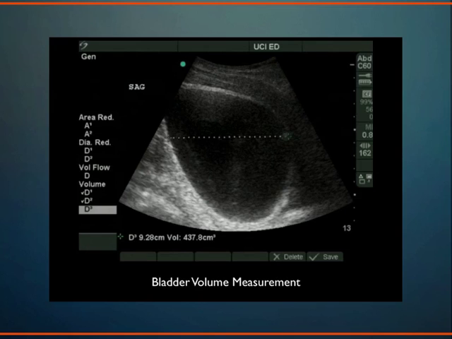So measuring the prostate and having that post-void residual is good information to have about your patient in many different locations, whether you're in the outpatient clinic, the ER, or the ICU. Does that answer your question?